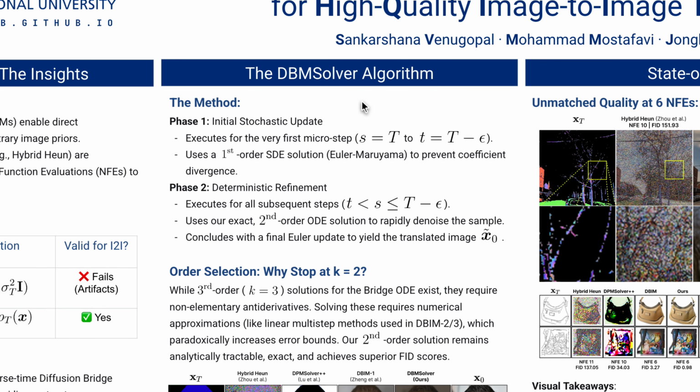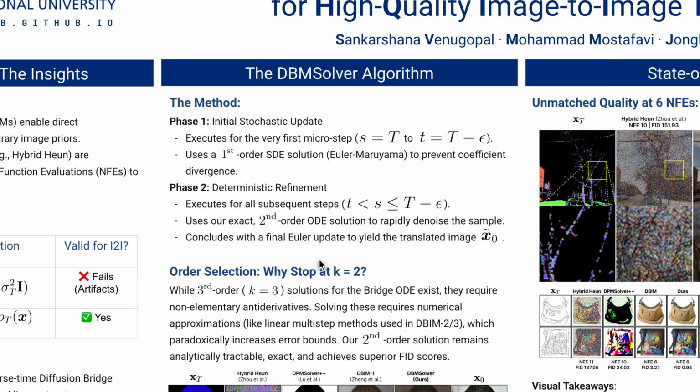Now let's take a look at our proposed algorithm, the DBMSolver algorithm. This analysis of ours gives us a two-phase algorithm. Phase one is a single stochastic microstep at the very start using a first-order bridge SDE solution. We keep it simple here because going higher order would risk coefficient divergence and bias nothing over such a tiny interval. And phase two is the main juice of the algorithm, where we handle every remaining step with our exact closed-form second-order bridge ODE solution, and we finish with a final Euler step to produce the image.